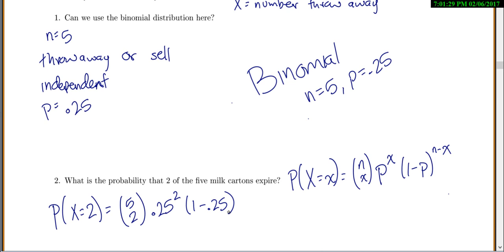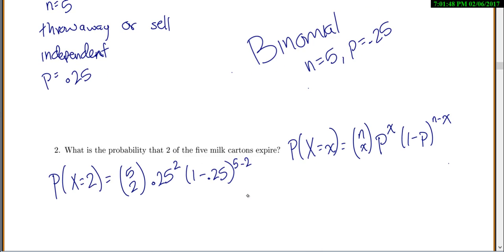Okay? And then think about it this way. If you want to throw away 2 milk cartons, how many are actually not thrown away, or sold? There's 5 total. You throw away 2, that means 3 are actually sold or not thrown away. So that's why it's 5 minus 2, because that's basically what's left. At this point, you need to put it in your calculator, and you get 0.2636.